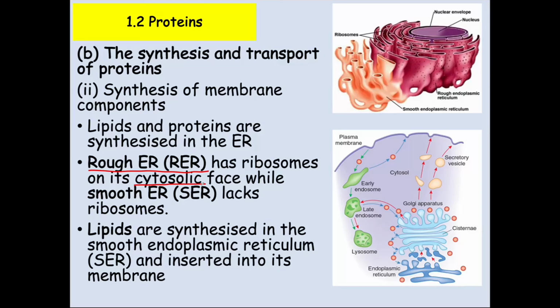And it has those ribosomes because they are going to synthesize proteins, but we'll talk more about them in a few moments. While the smooth ER or the SER lacks ribosomes. And we can see that in the diagram, the smooth ER there with nothing on it, and the rough ER with all those ribosomes attached to the cytosolic face. In the smooth ER, we produce lipids. So lipids are synthesized within the SER, and they then get inserted into the membrane of the SER. We'll see another diagram in a few moments that will show the journey of the lipids once they are synthesized and inserted into the smooth ER.